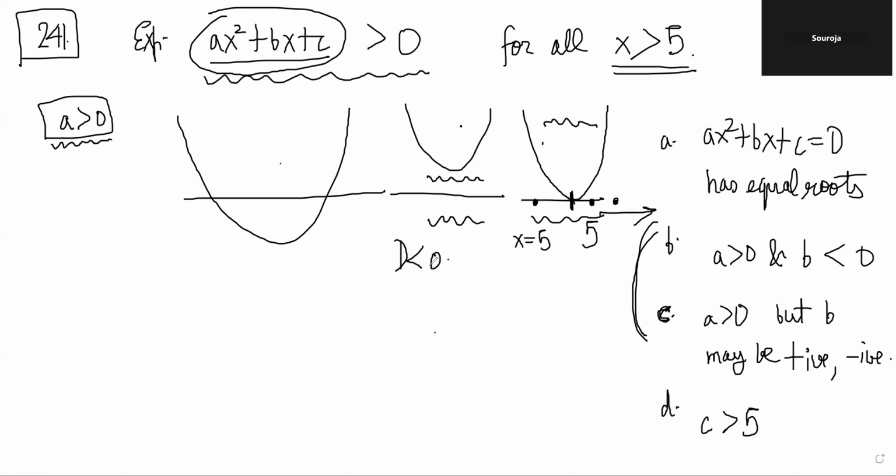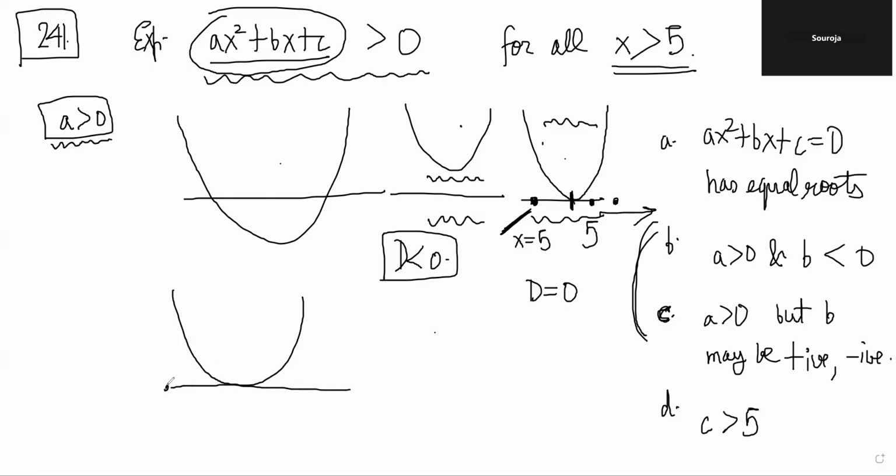Here the discriminant is less than 0, so it's always positive anyway. Here you should say the discriminant is equal to 0. But also you have to say that 5 cannot be on this side of the graph. Do you understand what I'm saying? If 5 is on this side, then for x greater than 5, there is a point where it is 0. But the question says it should always be greater than 0 for x greater than 5, so this is not allowed.